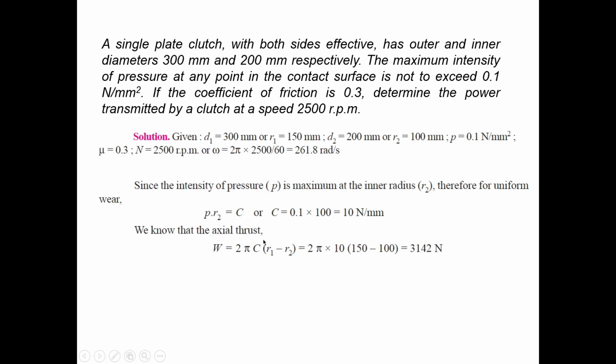And also we know that the axial force can be found out by using the formula W is equal to 2 pi C of R1 minus R2. Now we know the C value 10, so we can substitute here, and R1 and R2 values are also known. So by substituting all the values, we got 3142 Newton.